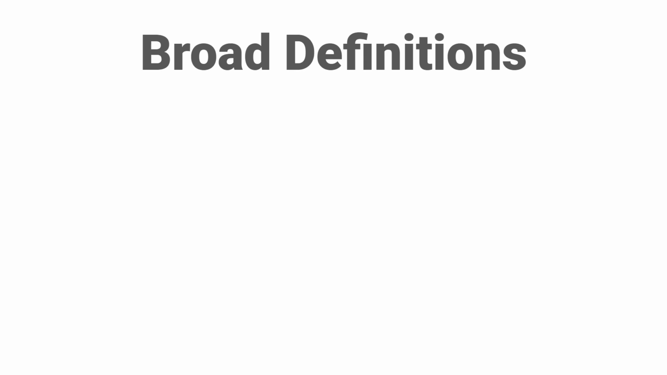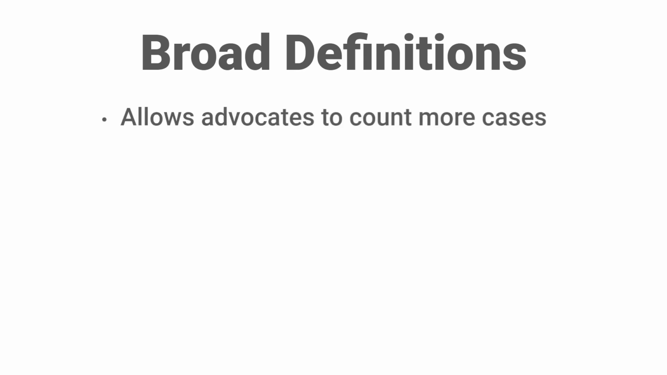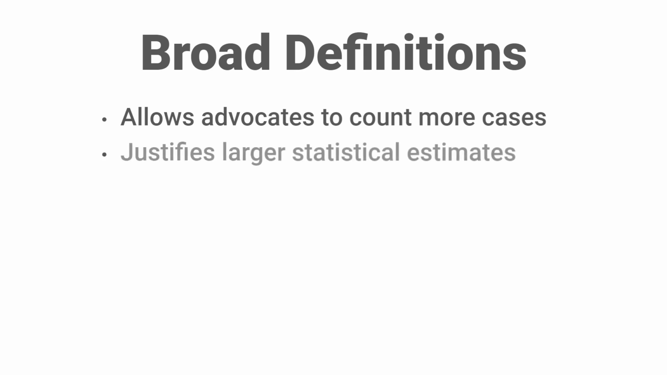Let's start with broad definitions. Before you're even able to measure a variable, you first have to define it. Sometimes this definition can be manipulated to include fewer or more cases in order to make the effect seem smaller or larger than it really is. Of course, in the case of broad definitions, the definition of the variable or variables being measured have been artificially enlarged so that the estimate seems bigger than it is.